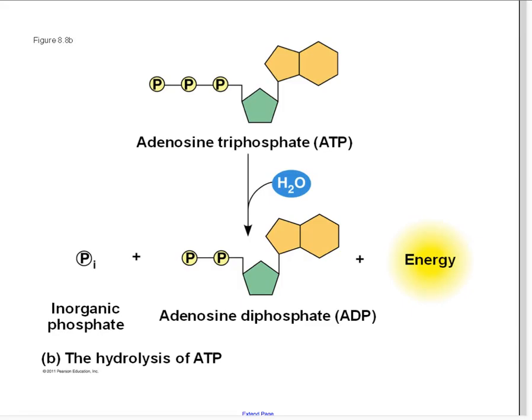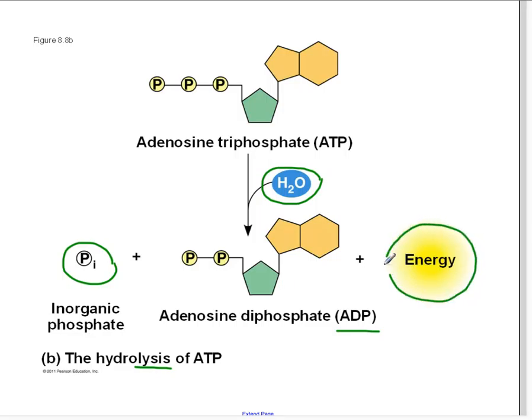If we want to release the energy stored in this bond, the process is called hydrolysis. Remember, hydrolysis is when you add a water molecule in order to break something down. Lysis means to break. And so here we go from ATP to ADP. In the process, we release an inorganic phosphate, and we also release some energy. And that energy is going to be used for cellular work.